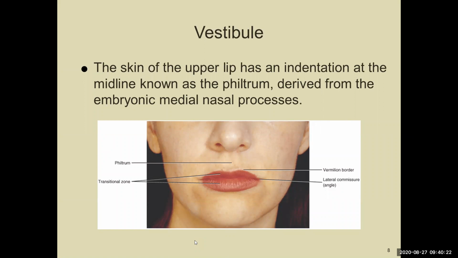So the skin of the upper lip has an indentation at the midline known as the philtrum, and it's derived from the embryonic median nasal processes. You don't need to know that for my course, but guess what? You will for Mrs. Heberly's. So for my course, you just need to know that there's a philtrum and where it is. All right, so this is the philtrum. The lateral commissures are the angle, the corners of the mouth. And then you've got your vermilion border.